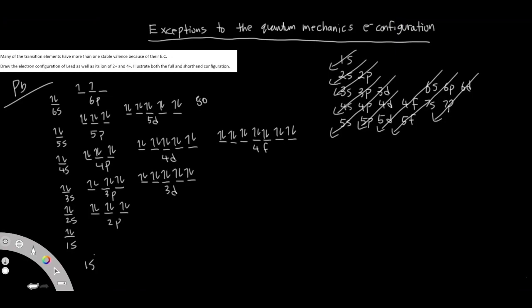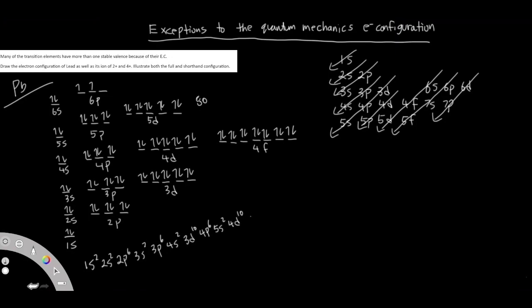So let's write it out. 1s2, 2s2, 2p6, 3s2, 3p6, 4s2. Then we got to go to our 3d10. After that, you got our 4p's. So 4p is a 4p6. And then our 5s's is a 5s2. After the 5s2, it goes to a 4d. So that's another 4d10. After that, we got our 5p.